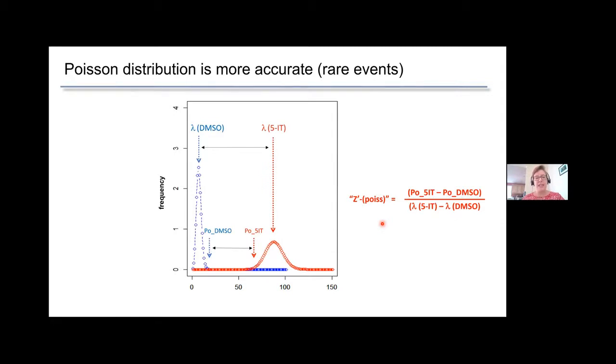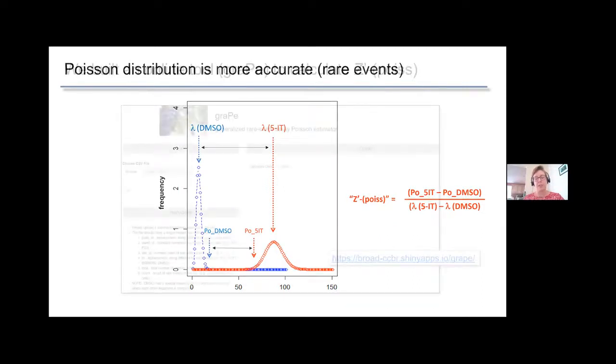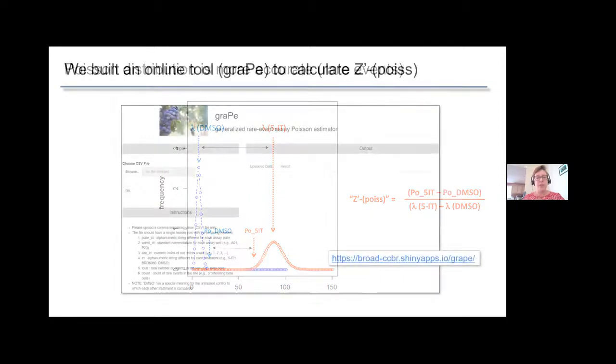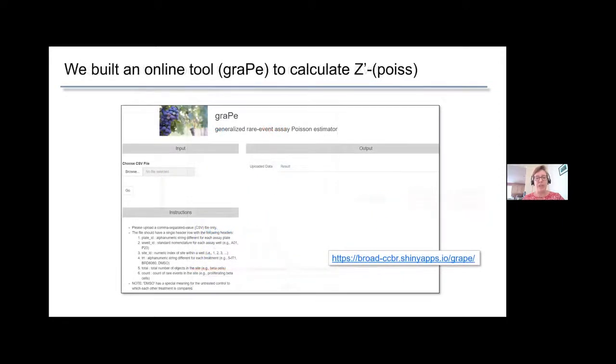But the idea is that we can see the Poisson distribution and use that to model how well the compounds are responding, how the cells are responding. We also built an online tool we call GRAPE, for Generalized Rare event Assay Poisson Estimator. This will help you calculate the Z prime of your plate if you were to do, for example, a plate of compounds, and also to determine whether or not you have any screening hits in your system.